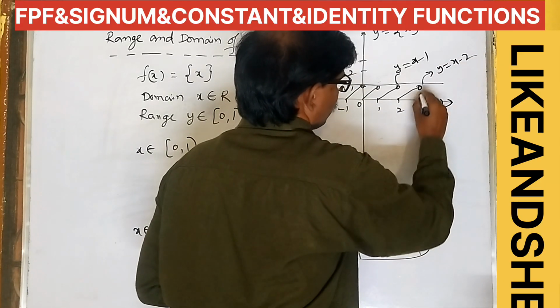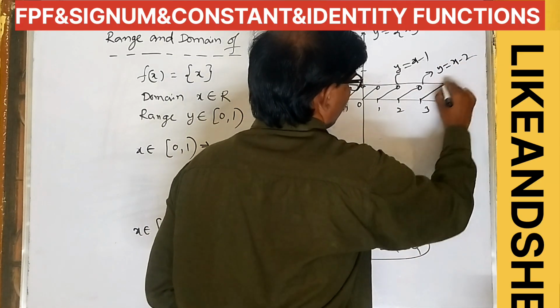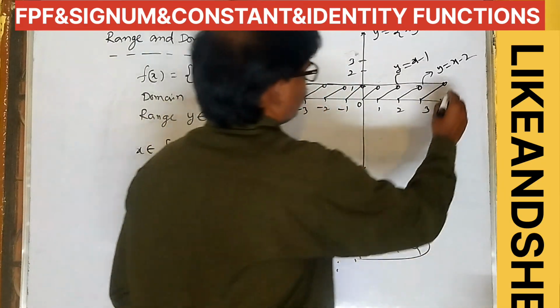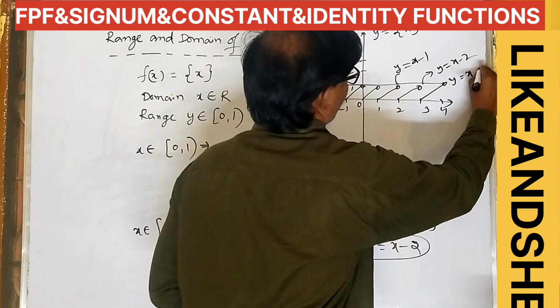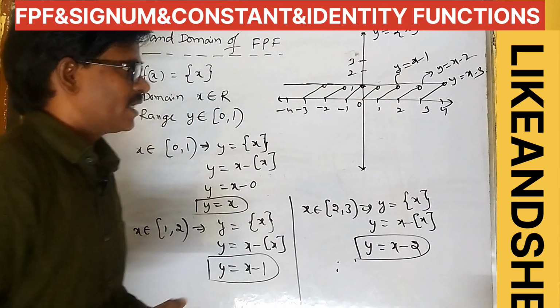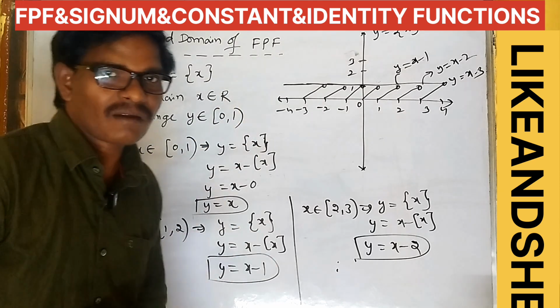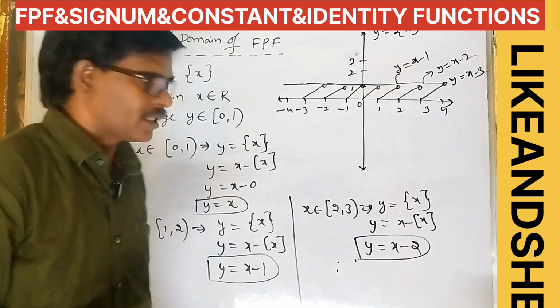Next here also, the same. This is y is equal to x minus 2. Next, this is the y is equal to x minus 3 equation. This is the graph of the fractional part of function.